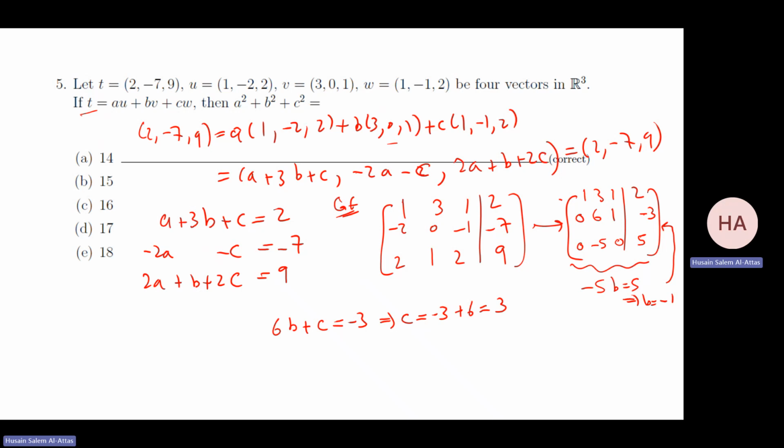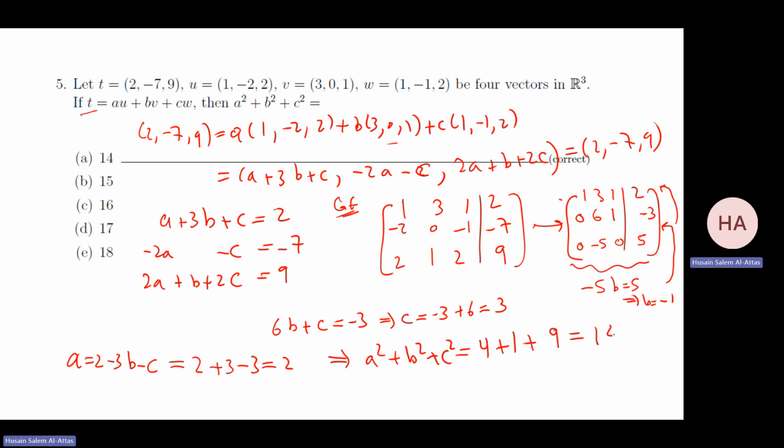Okay, then plug all of these there to find A. So I have A is 2 minus 3B minus C. What is B? B is minus 1, so this is 2 plus 3 minus 3. Then this is 2. So what I need? I need A squared plus B squared plus C squared. A is 2, so this is 4. B squared is 1. Plus 3 squared, which is 9. So it's 14. So this is my answer.